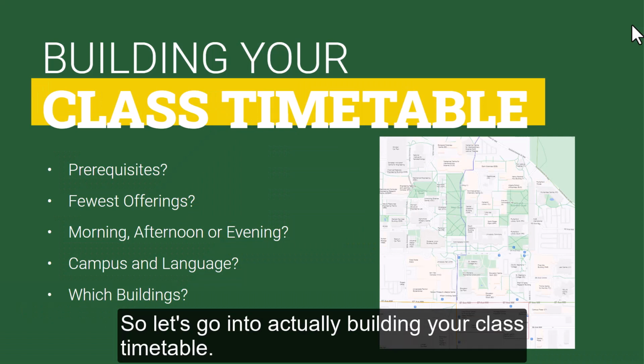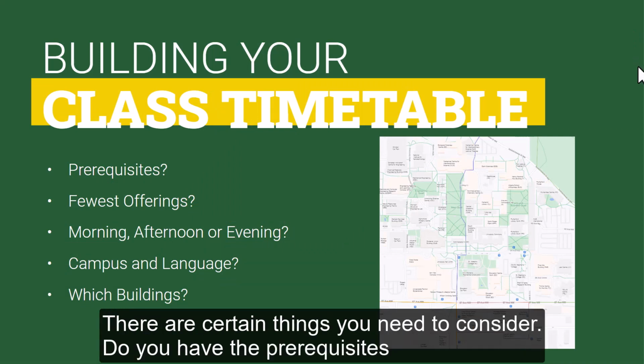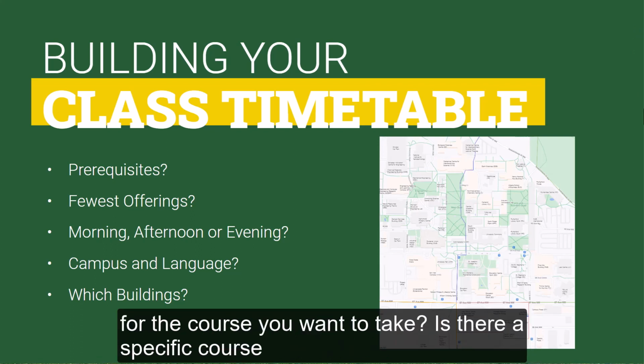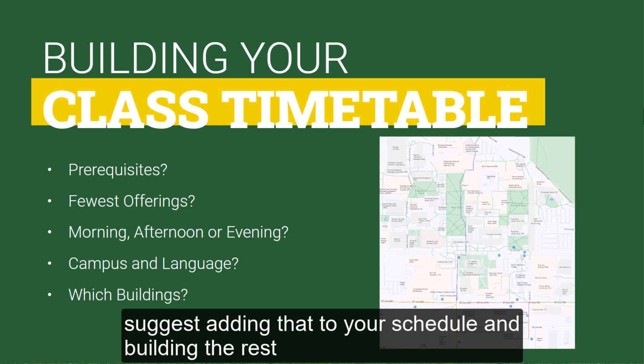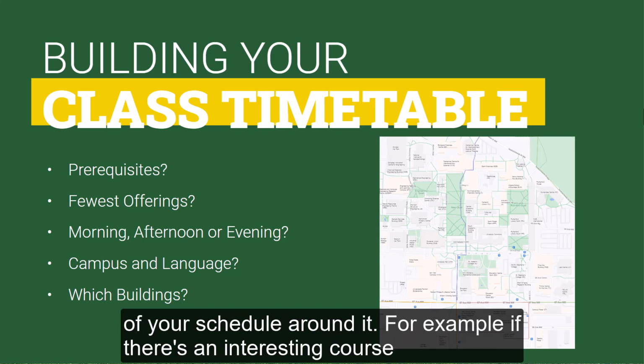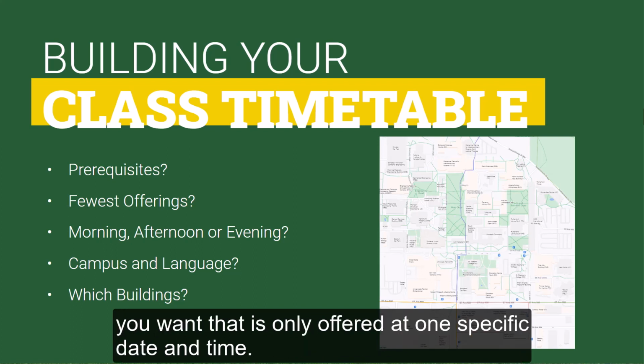So let's go into actually building your class timetable. There are certain things that you need to consider. Do you have the prerequisites for the course that you want to take? Is there a specific course that you want to get into that has very few offerings? I would suggest adding that to your schedule first and building the rest of your schedule around it. For example, if there's an interesting course you want that is only offered at one specific day and time.